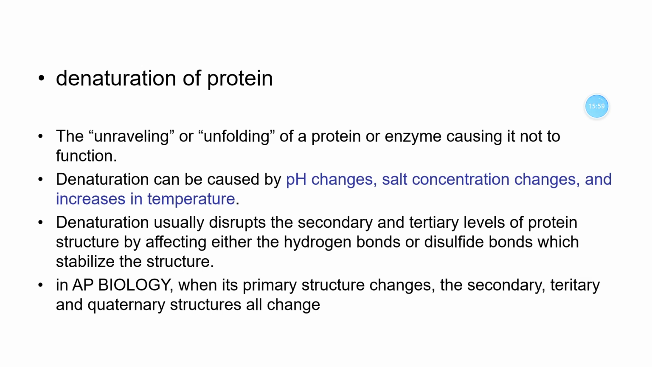We are also going to talk about the denaturation of protein. It refers to unraveling or unfolding of a protein or enzyme, causing it not to function. And it can be caused by the change in pH, the change in salt concentration, and the increasing temperature, like above 37 degrees. The denaturation usually disrupts the secondary and tertiary levels of protein structure by affecting the hydrogen bonds or the sulfur bonds, because they're responsible for stabilizing the structure.